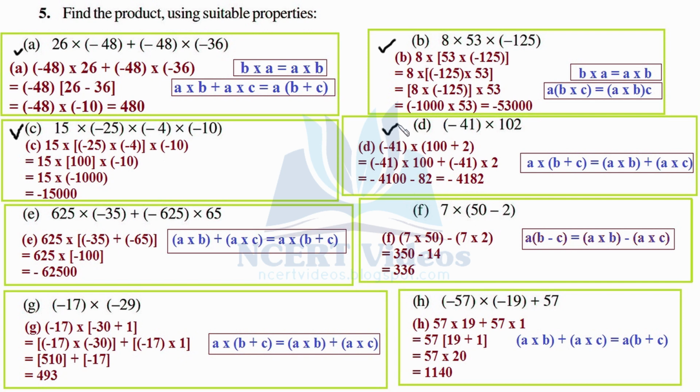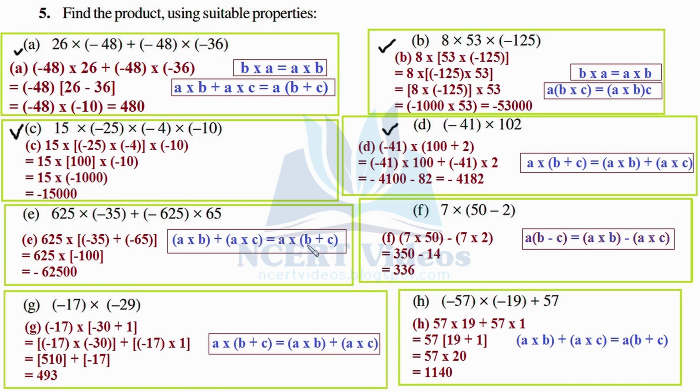E part. Now here we can see 625 is common, but here this is negative whereas this is positive. So we give negative sign to this plus 65. So plus 65 becomes negative and 625 becomes positive. Now we can take it common, minus 35 and plus as it is, minus 65 because we made it negative. Now using this property, a into b plus a into c, a is taken common and adding b plus c.